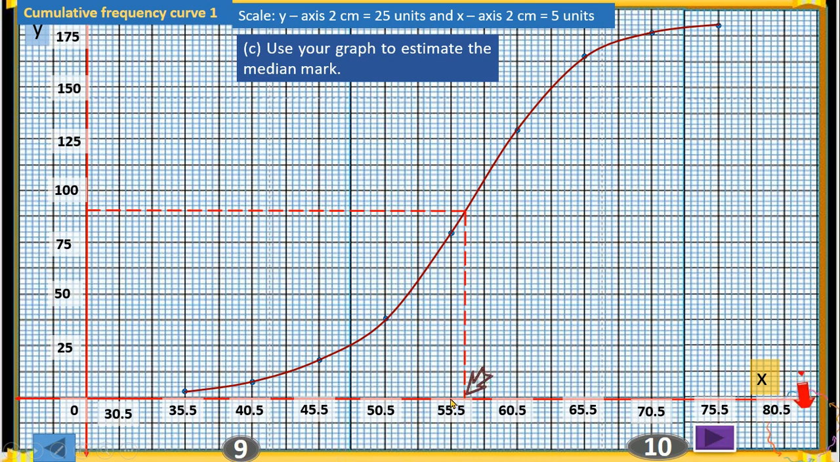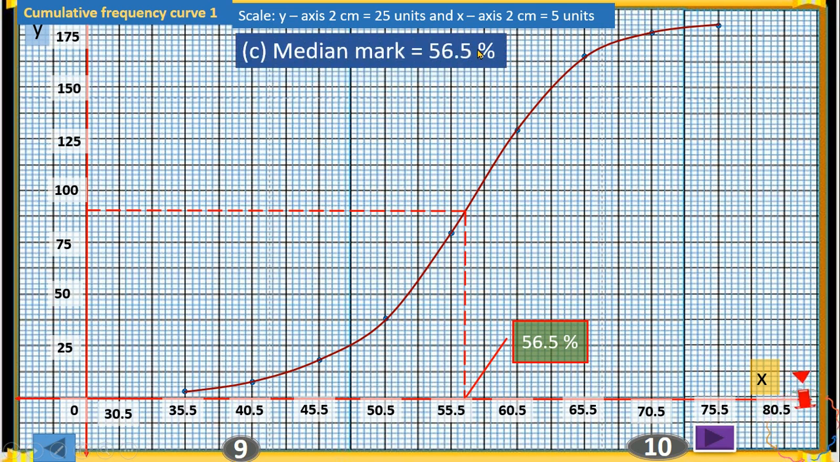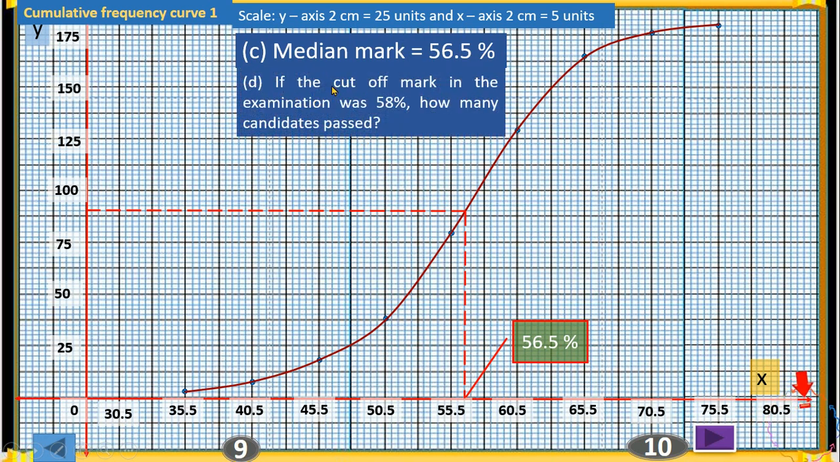This is 55.5. Two small squares along the x-axis represent 1 unit. So 55.5 plus 1 will give me 56.5%. So therefore, the median mark is 56.5%. Then we're going to answer question D now. Question D says, if the cutoff mark in the examination was 58%, how many candidates passed?